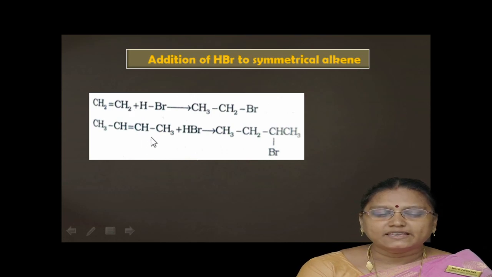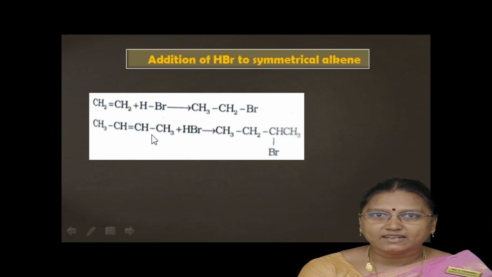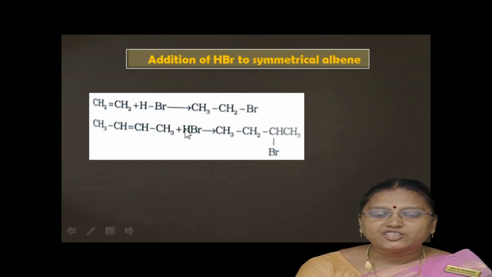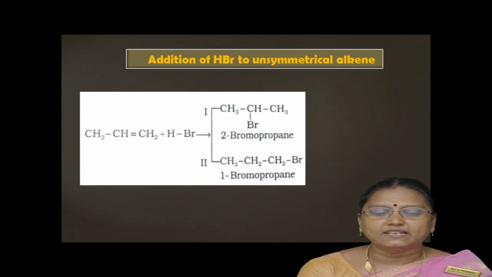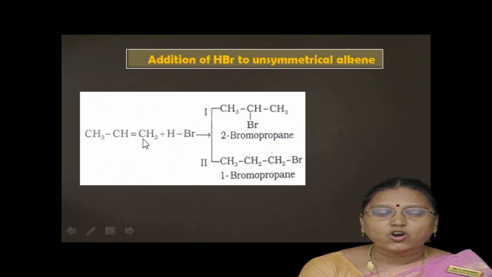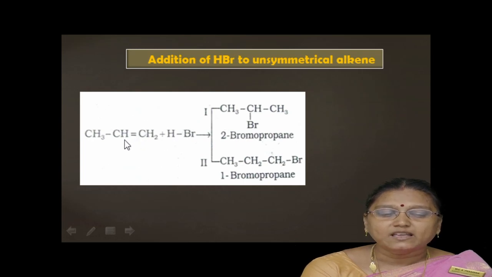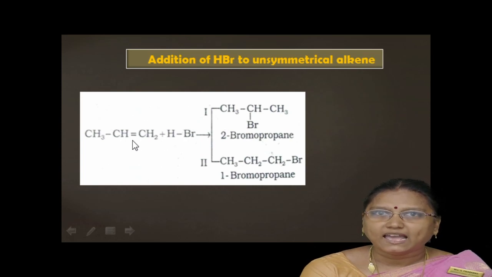Also, in this case, that is 2-butene, it is also a symmetrical alkene. Here also HBr adds on to this 2-butene and forms a single product, that is 2-bromobutane. But in the case of unsymmetrical alkene, that is propene. What is unsymmetrical alkene? Here, look at this carbon-carbon double bond: on either carbon atom, dissimilar groups are attached. So, this is unsymmetrical alkene.